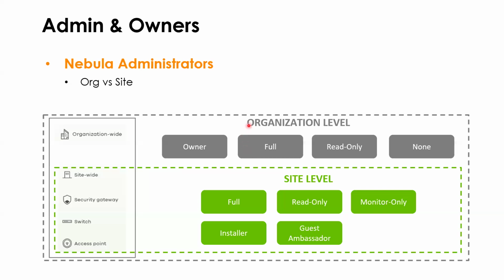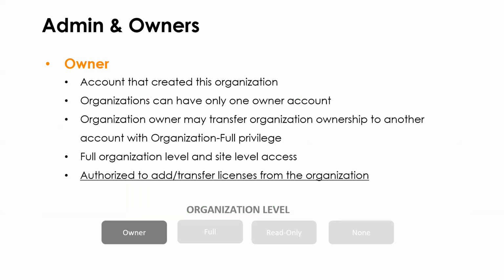So you can see here, we've got a list of the different admin levels. We've got owner, full, read only, or none. And then we have site level access, so you can control who has access. If you want somebody to have full access to all of your sites, you can do that. If you want someone to only have access to one site, we can configure that as well. And I think we'll talk about that in a few more slides in a little bit more detail.